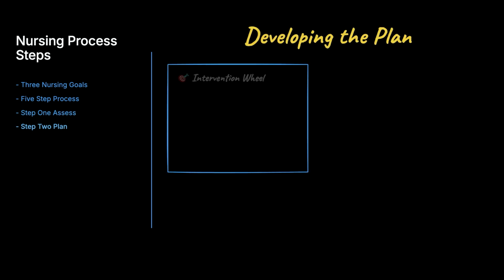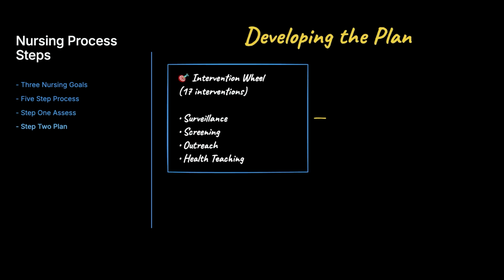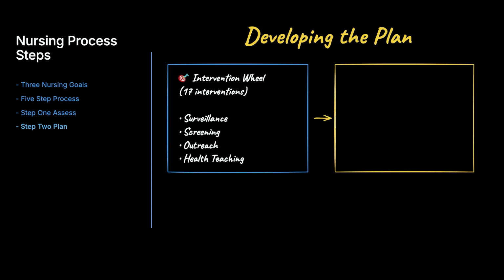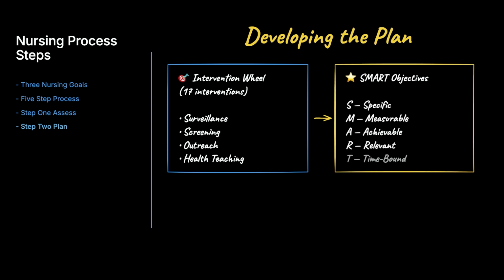Step 2 is developing the plan. Once needs are ranked, the nurse chooses interventions that fit the problem, the resources, and the culture. One famous tool is the Public Health Intervention Wheel, listing 17 interventions like surveillance, screening, outreach, and health teaching. The plan sets objectives that are specific, measurable, achievable, relevant, and time-bound, spelling SMART.